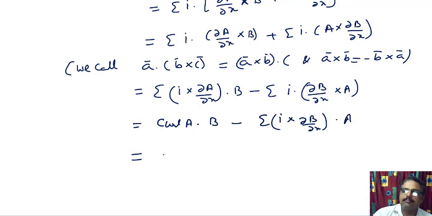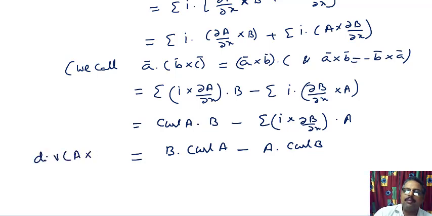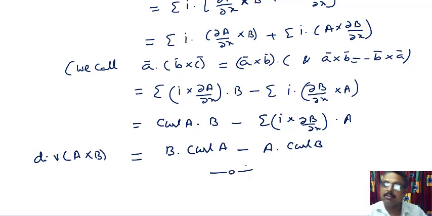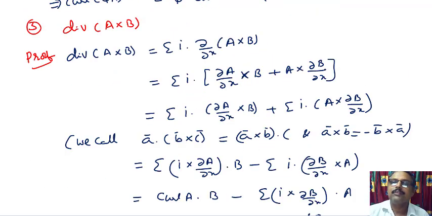Now we can interchange in the dot product: A dot B equals B dot A. We can write it as B dot curl A minus A dot curl B. Whenever it is a cross product, this is curl B. So what is the left hand side? Divergence of A cross B equals B dot curl A minus A dot curl B. So what is the result?